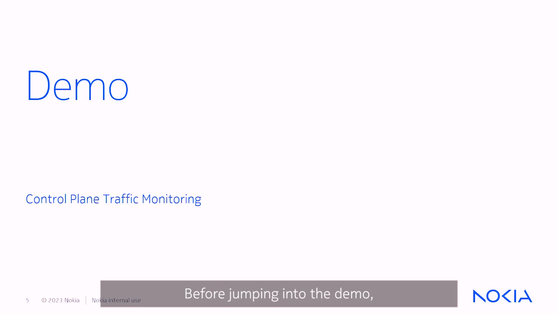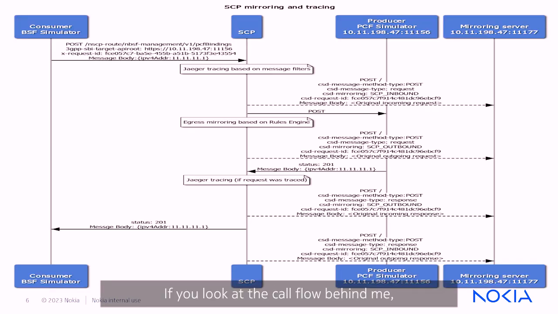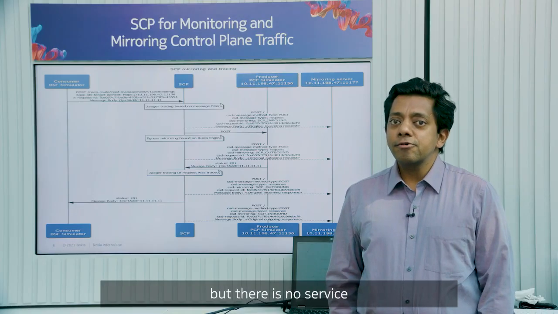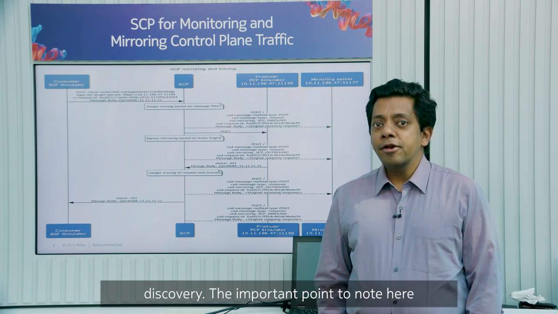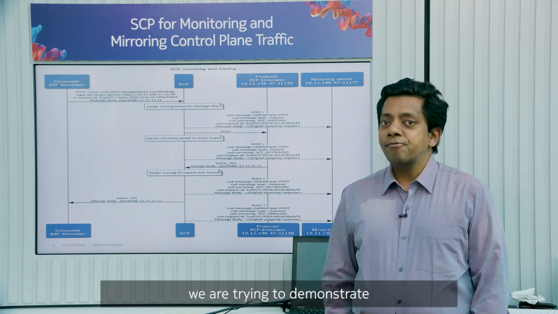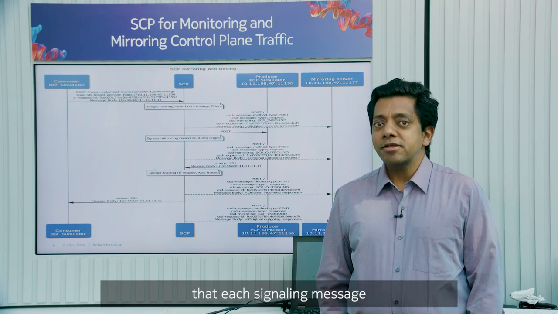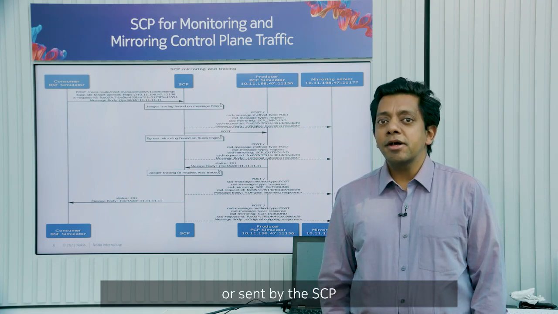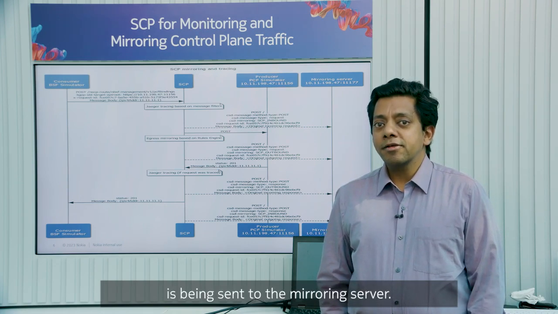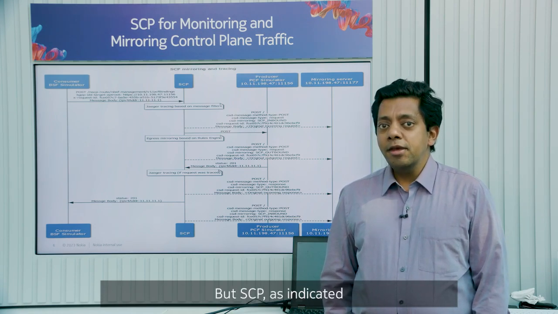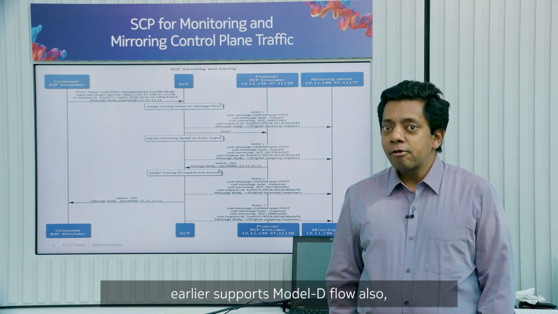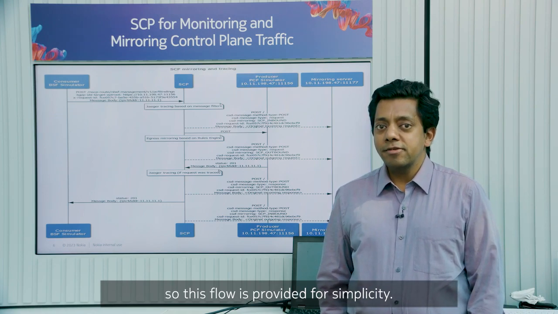Before jumping into the demo, I will show how the demo setup is. If you look at the call flow behind me, you will see that we are showing a Model C flow in which consumer and producer are talking to each other via SCP, but there is no service discovery. The important point to note here is that in this setup, we are trying to demonstrate that each and every message which is received by SCP or sent by SCP is being sent to the mirroring server. But SCP, as indicated earlier, supports Model D flow also. So this flow is provided for simplicity.